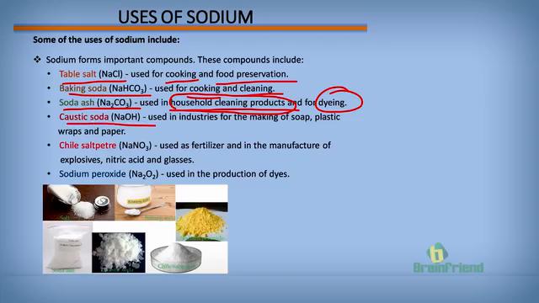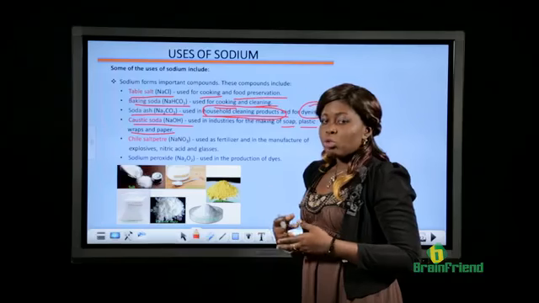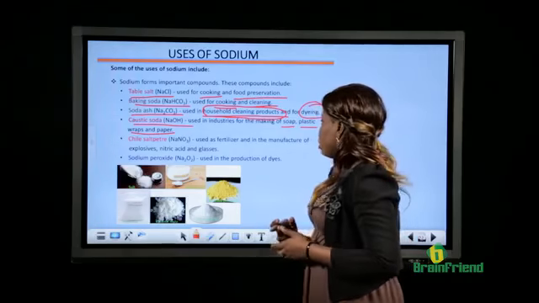Caustic soda, which is sodium hydroxide, is used in industries for the making of soap, plastic wraps, and paper. Sodium hydroxide serves as an important alkali in soap making. So, most times, industries that make soap cannot really do without sodium hydroxide.